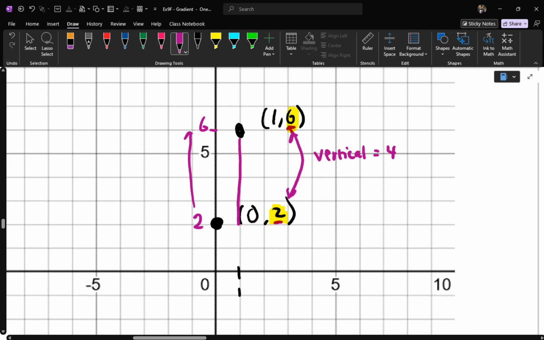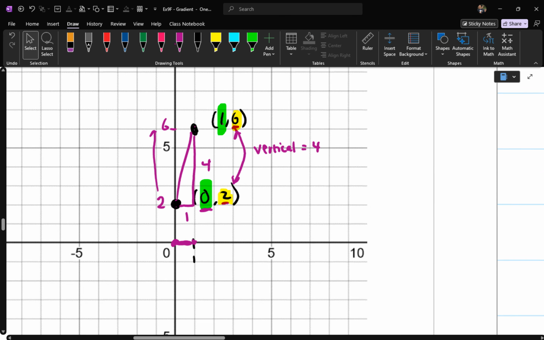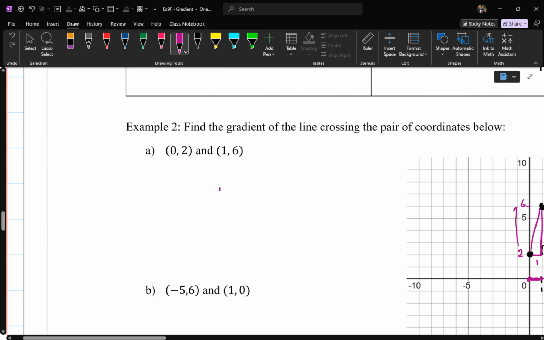So I know the vertical distance is 4. If you want to know the horizontal distance, just look at the x coordinates. You started off at 0, so 0 is over here. And then you're going across to 1, which is over here. That's a distance of 1. So 1 across and 4 up. And so you know that the gradient of that line must then be, for this one anyway, rise by 4, run across by 1, so gradient is 4.